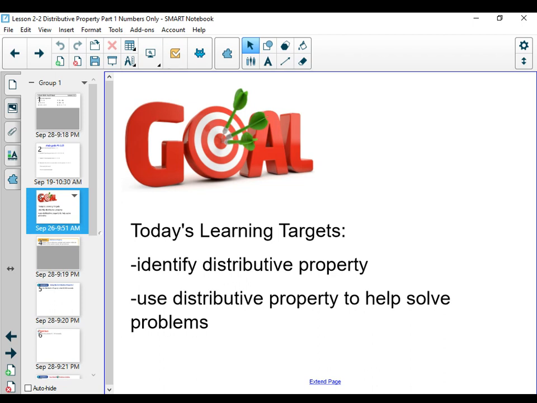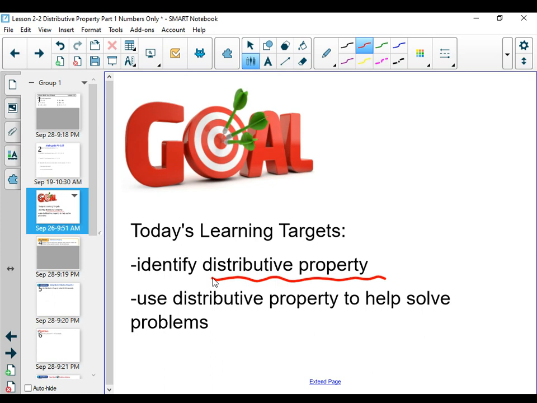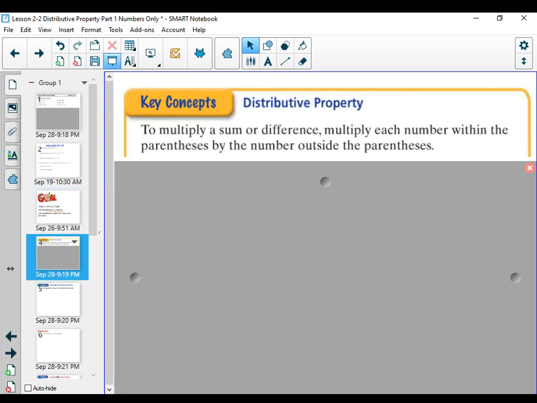Welcome to Chapter 2, Lesson 2, where we're going to talk about one more property that we didn't get to yesterday, and that is the distributive property. You should find the page in your notes that says distributive property on it, and be prepared to write.